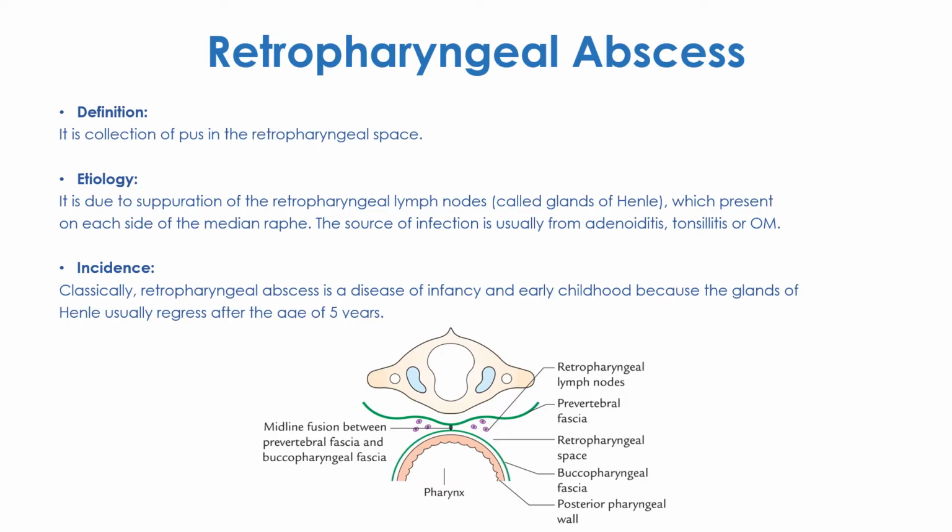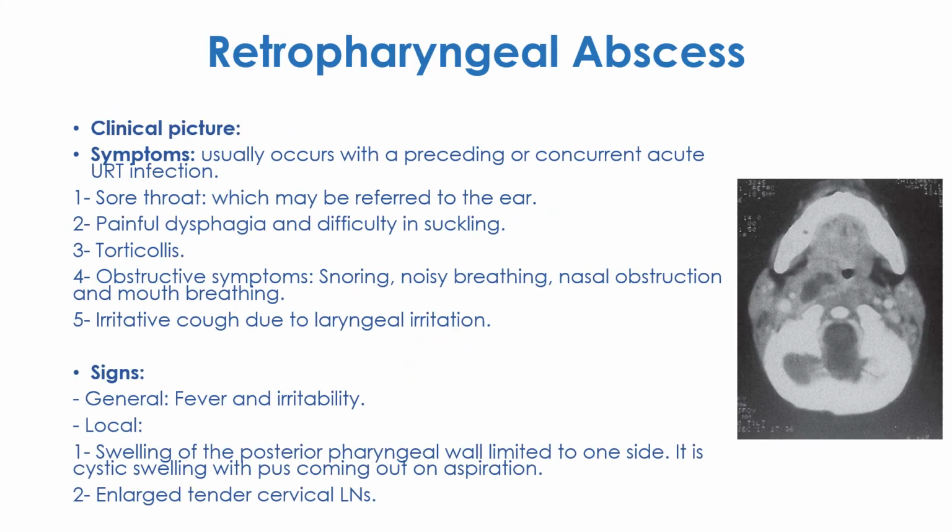Incidence: classically, retropharyngeal abscess is a disease of infancy and early childhood because glands of Henle usually regress after the age of 5 years. Clinical picture: symptoms usually occur with a preceding or concurrent acute upper respiratory tract infection, sore throat which might be referred to the ear, painful dysphagia and difficulty in suckling, torticollis, obstructive symptoms such as snoring, noisy breathing, nasal obstruction, and mouth breathing, irritative cough due to laryngeal irritation.